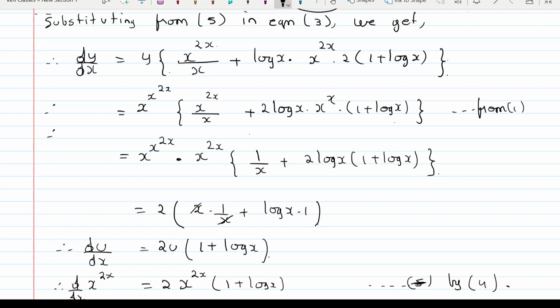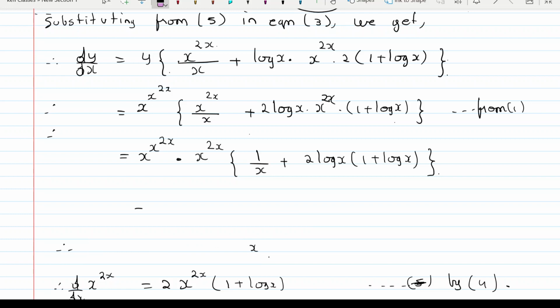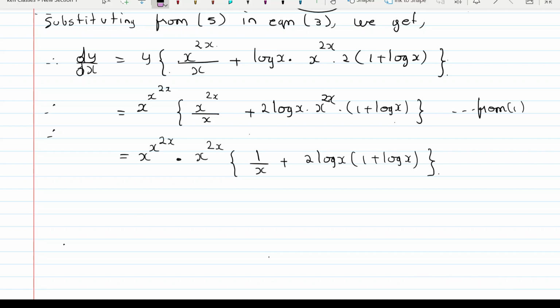Sir, that x raised to 2x came out. I wrote 2 log x into x raised to 2x on the side, that is the term. I wrote x raised to x, okay sir, so it becomes x raised to 2x, that comes out, 1 by x plus 2 log x into 1 plus log x, that's the answer. So there are two methods. Whichever method you like, you can use it. Practice both so that you can solve any way, anyhow, anytime.